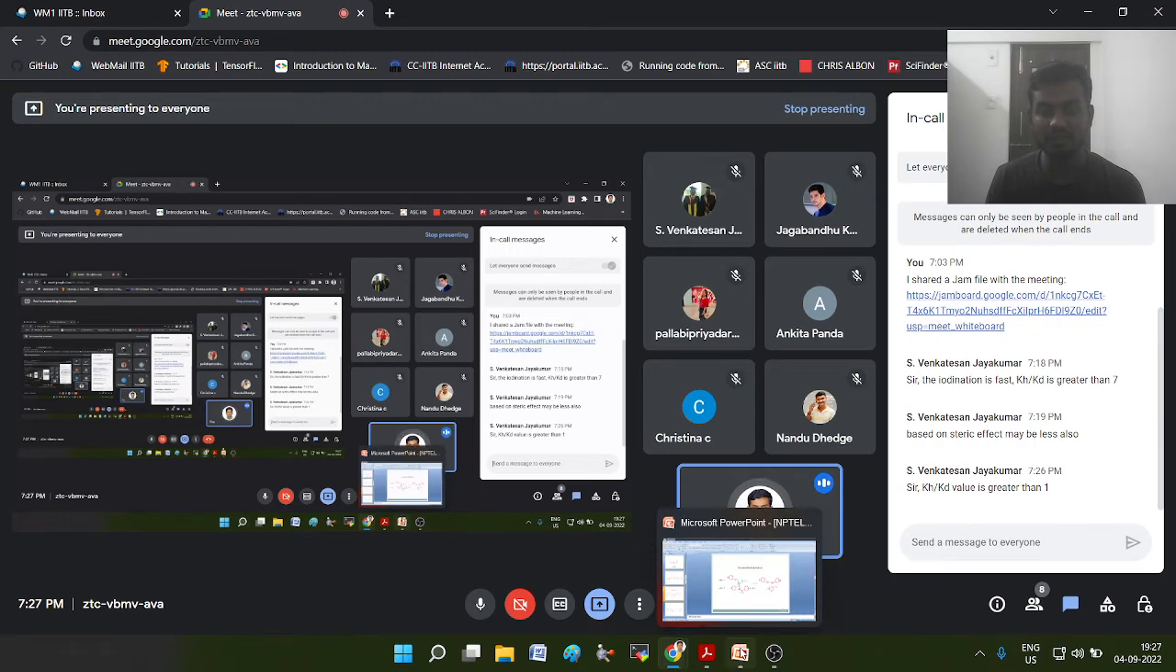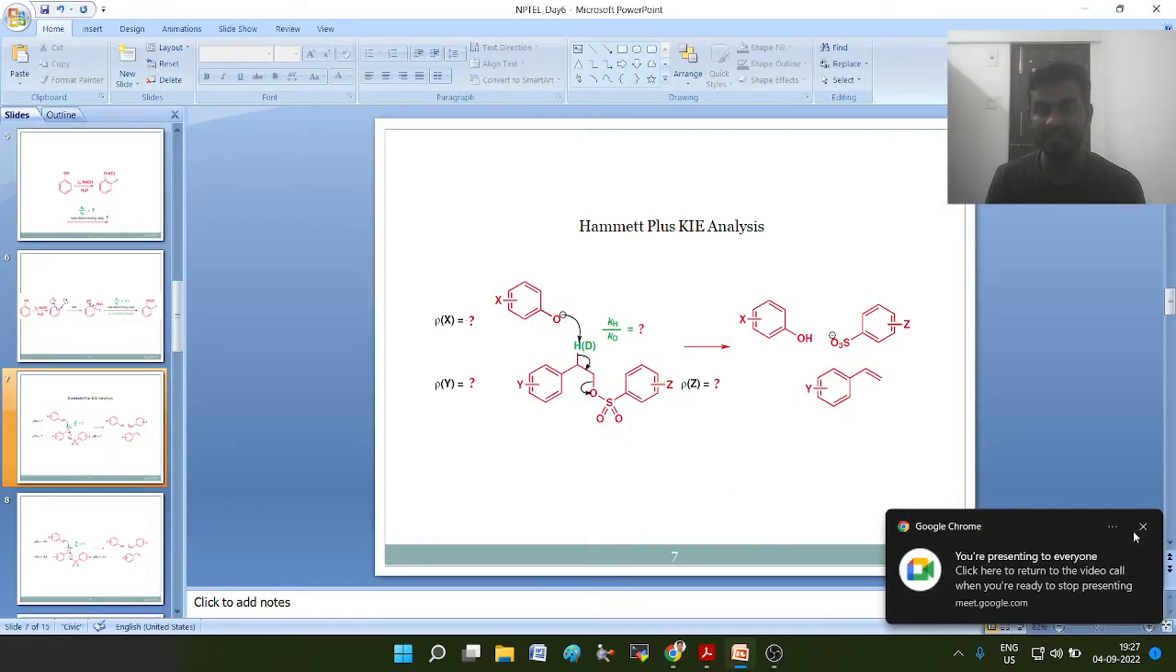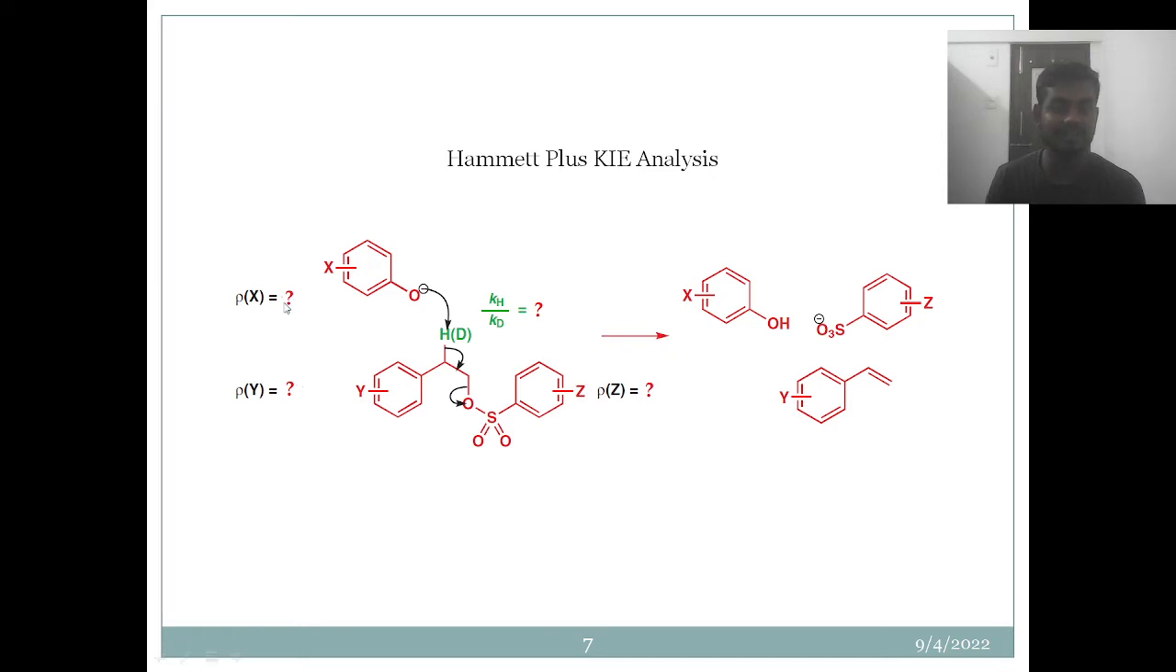So I have shown one reaction. The task is to fill in the blanks. What will be the Hammett value here? Three Hammett values I expect. Maybe some plus or minus is okay. Anything is okay. And today's discussion topic is the kinetic isotope effect. What value do you expect for kH by kT? Do you expect a primary kinetic isotope effect or not?